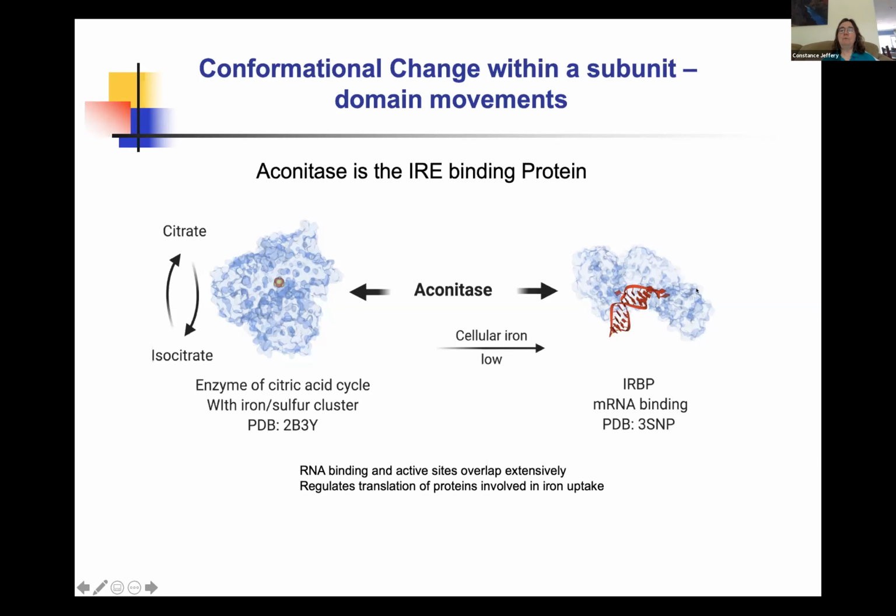So there's a huge movement of domains relative to each other, exposing a new surface that RNA can bind to. So the enzyme becomes a translation regulator that promotes the expression of proteins that are involved in bringing more iron into the cell.